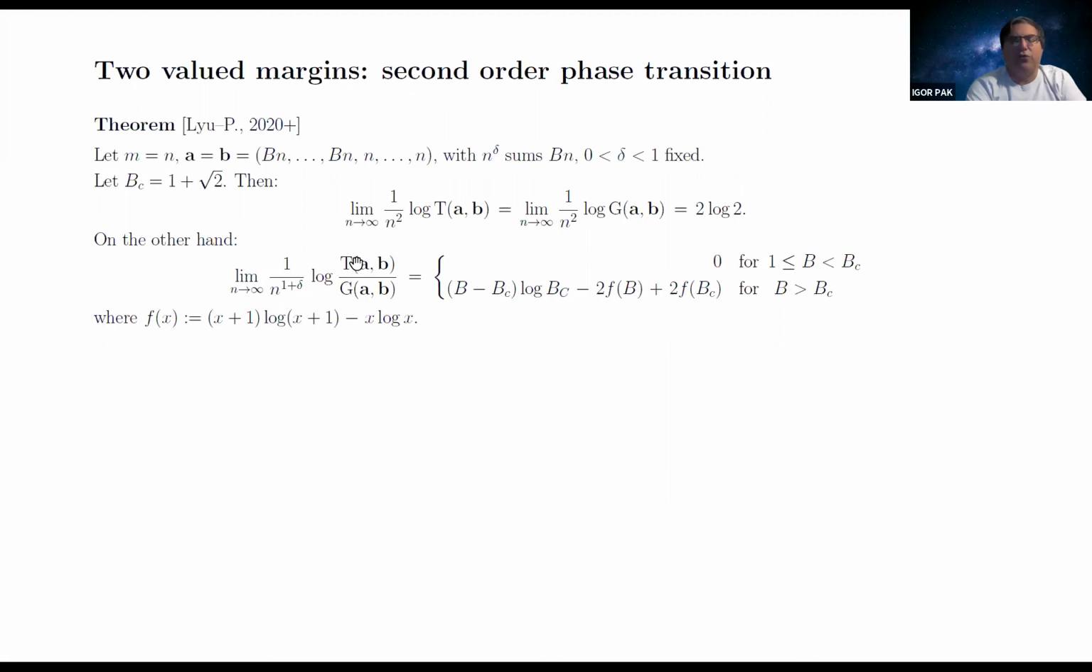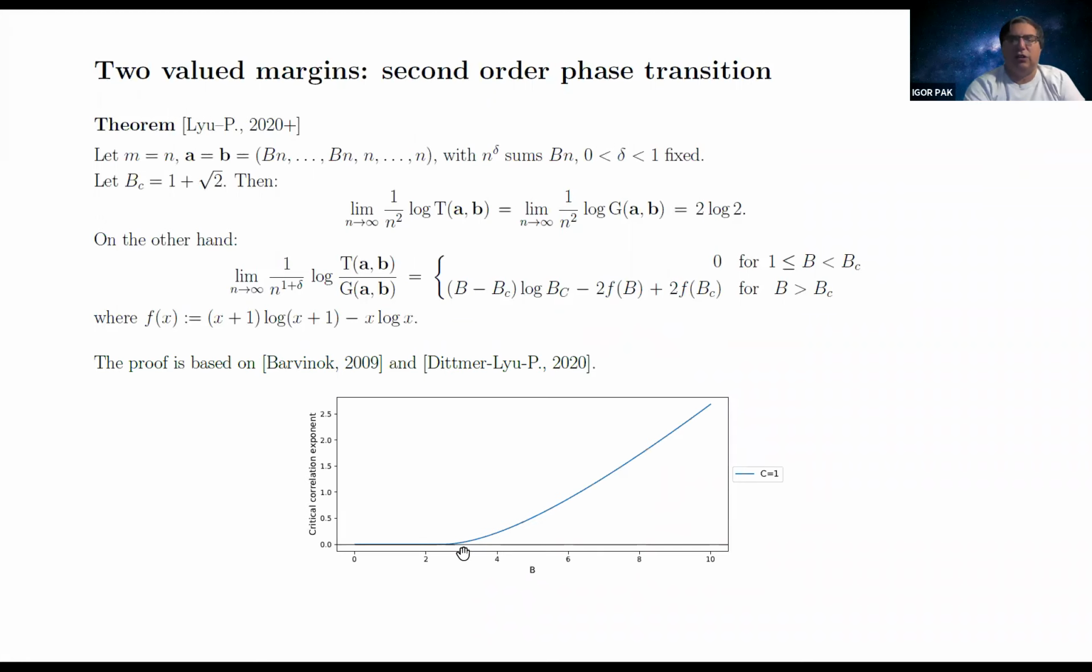But if you look at the difference between the logs, they scale as n to the 1 plus delta, but only for B large enough, and by large enough I mean B greater than B_c, which is about 2.4. And when it's small, the difference is just little o of n to the 1 plus delta. So there is some kind of second order phase transition. It's easier to visualize this function on this plot.